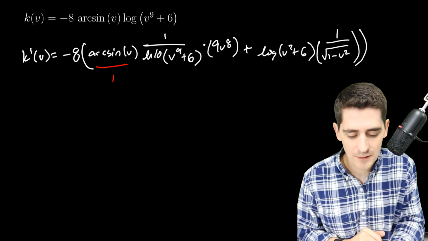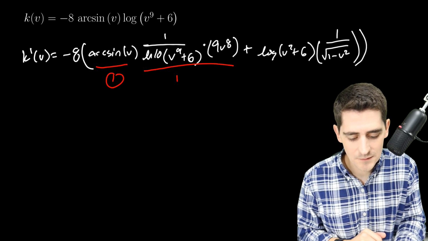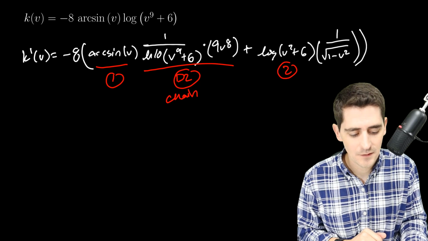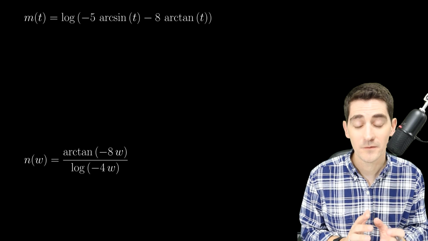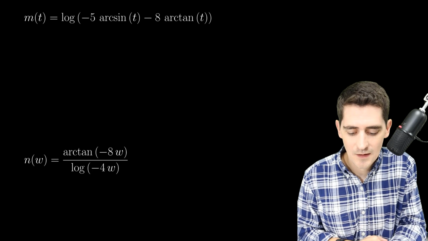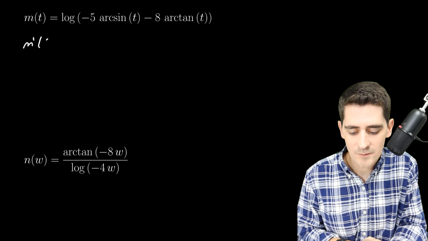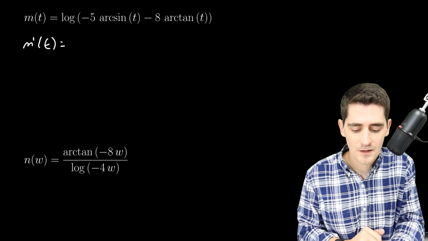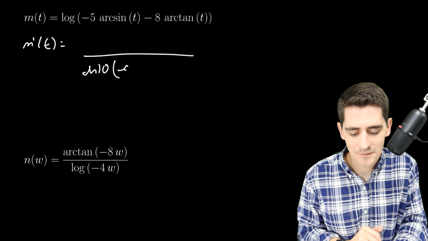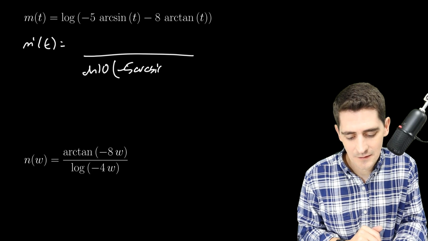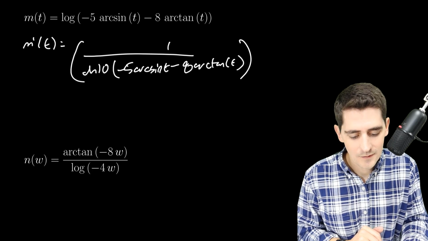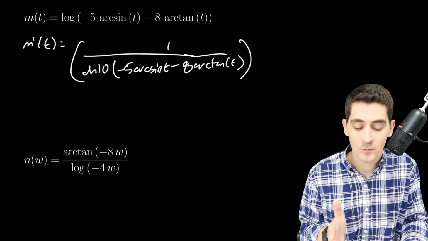So again, this is d1. All of that is d2, which required chain rule. And then here we have d2, and there we have d1. Okay, next we have m of t is log of negative 5 arcsine t minus 8 arctan t. So here m prime of t, log, we have to say 1 over ln 10 times all this stuff, arcsine t minus 8 arctan t, times the derivative of what was inside.